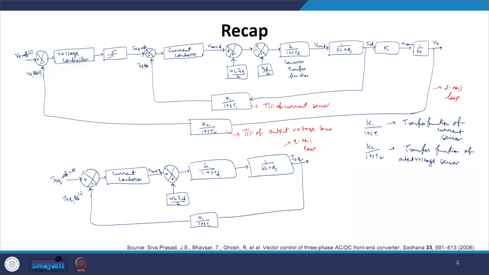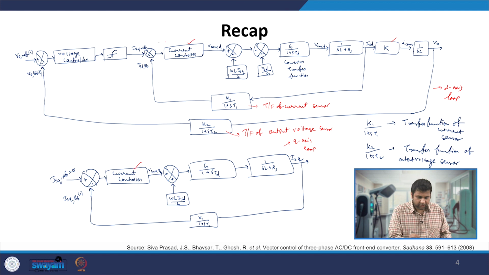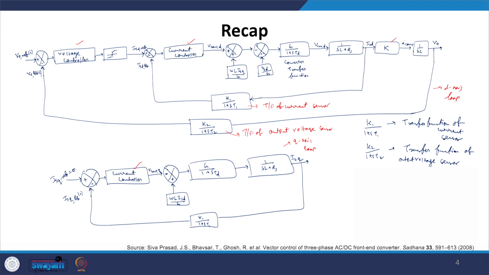Now let us start understanding how we can find out these controller parameters. Let us try to find out how we can obtain this controller and how the controller looks, how we can calculate the K values of the current controller and voltage controller, and what the guidelines are to do that. Then we will see overall how we can define and derive our closed loop control.